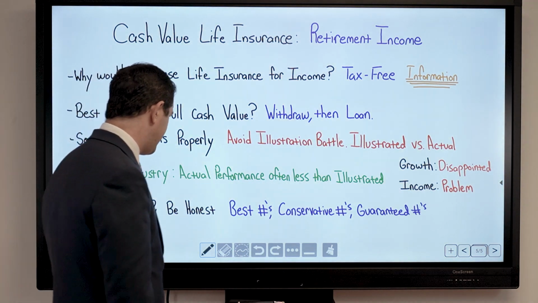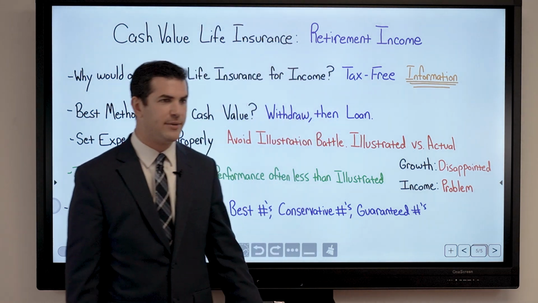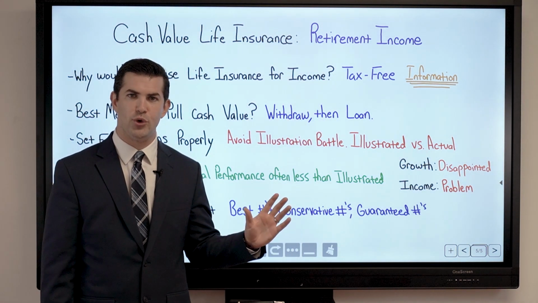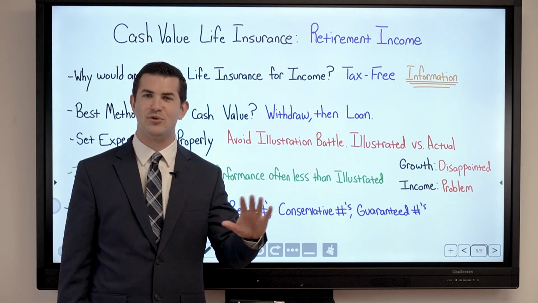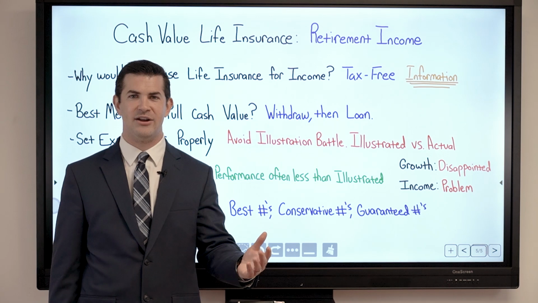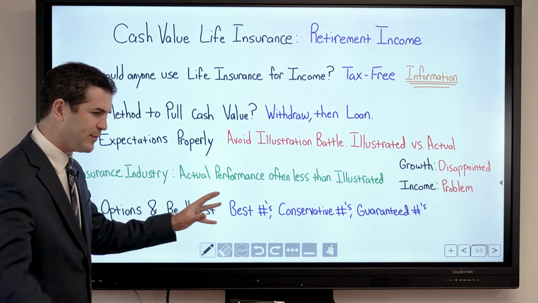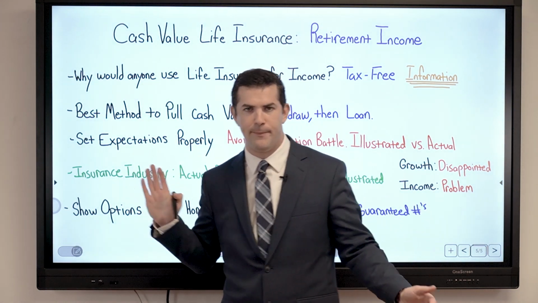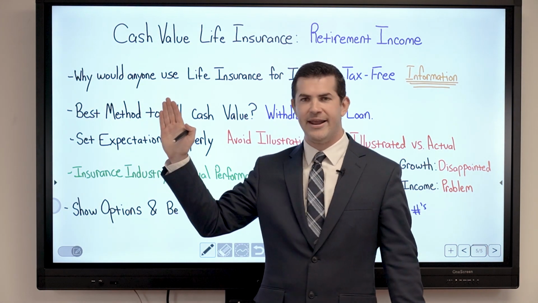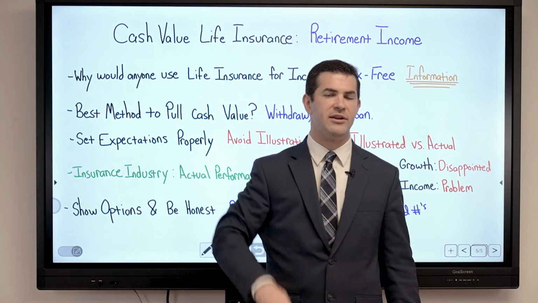Here's the big thing. Show options and be honest. Now, this can be difficult for a new agent, not the be honest piece. Most agents you work with have good intentions and are honest. But the next piece, showing numbers, meaning if you are looking to buy a policy from me, you're saying, okay, I want to pay money into a policy, and how do I take income from this? Which option gives me the most income?